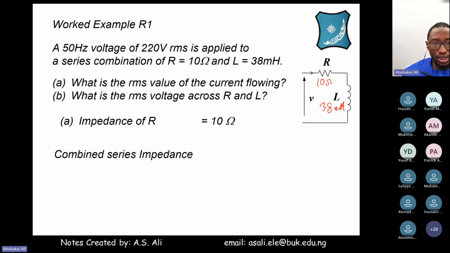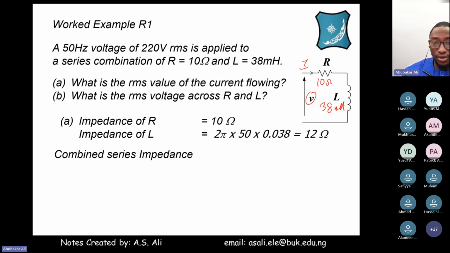So the first question is, what is the RMS value of the current that is flowing in the circuit? And the second question is, what is the RMS voltage across R and L? So this V. So what's this voltage across this, and what is this I that is going around them? Okay. So here we have a series combination between the resistor and the inductor.